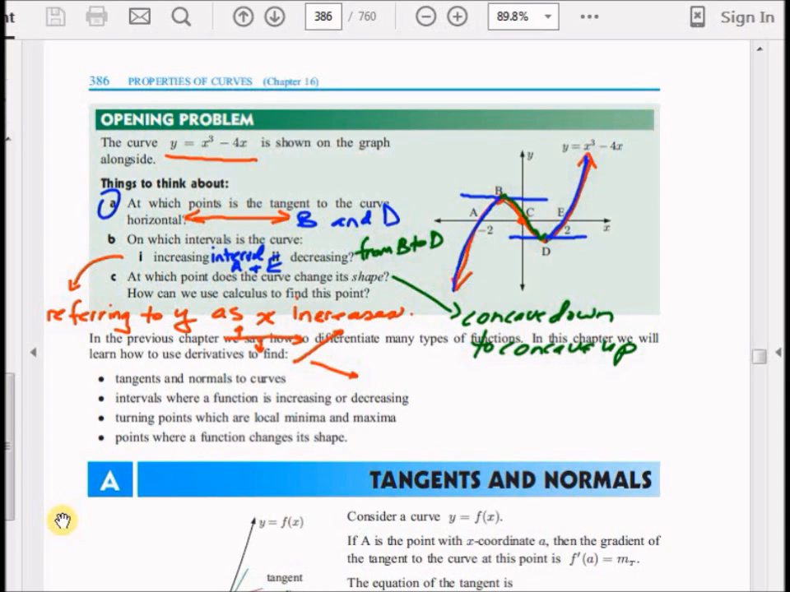Okay, and at which point does the curve change its shape? Okay, it changes its shape. Interesting question. This is excellent. It changes its shape from concave down to concave up right here at this point. Okay, so that's where it changes its shape. That is an inflection point. Point of inflection. All things we're going to be talking about in this unit.